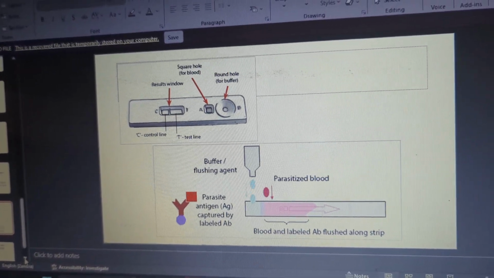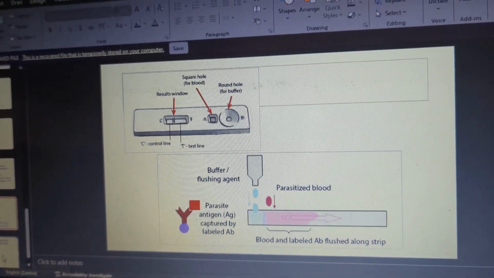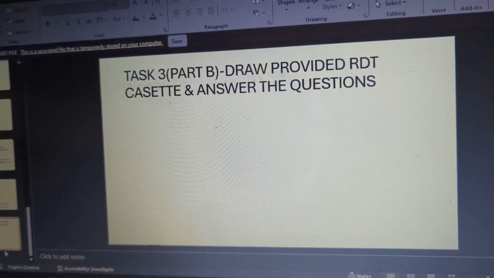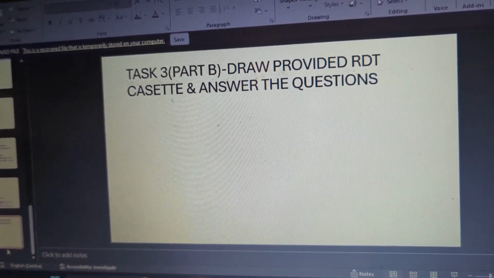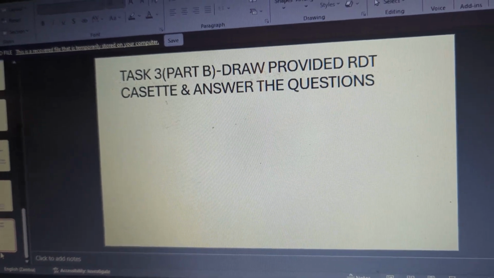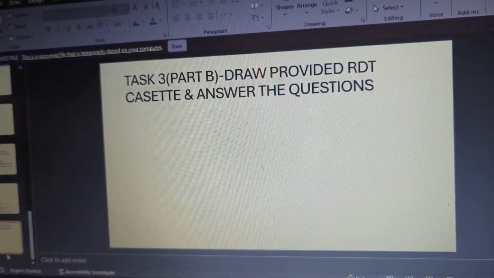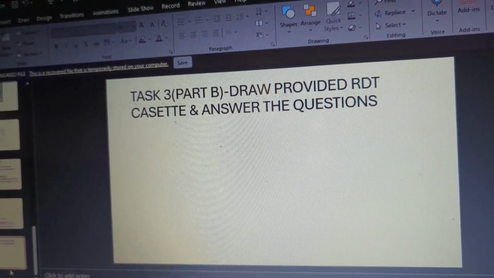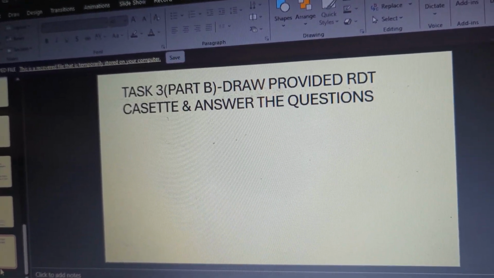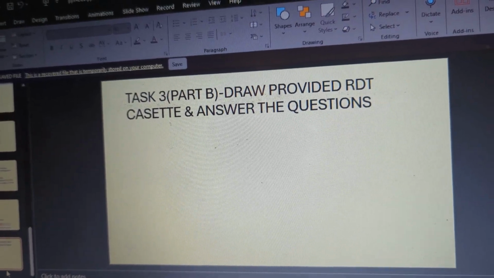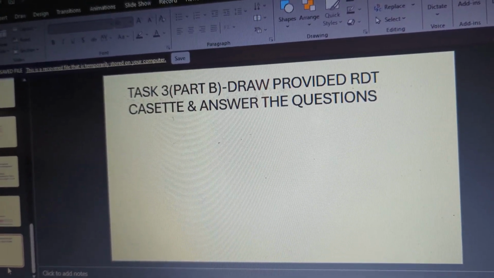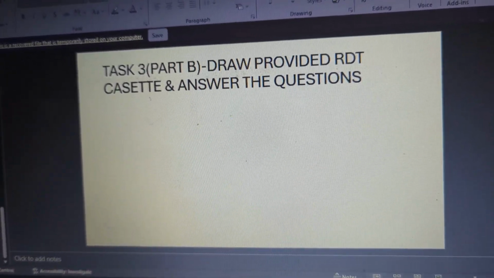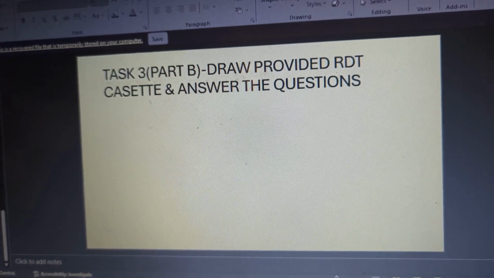In conclusion, for your task 3, part B, you are to draw the provided RDT cassette, all the parts that you see, and also answer the questions supplied in the leaflet. This task 3 you don't have to complete in the lab, because it's simply a picture that you can take, the RDT picture, and finish up later.